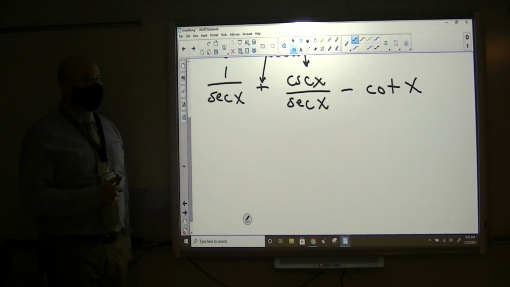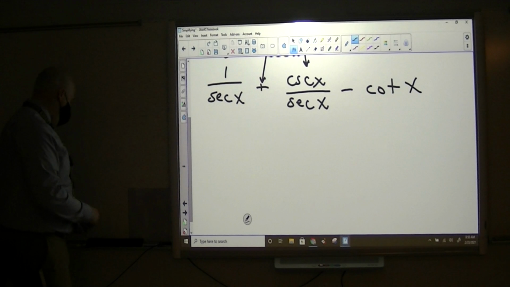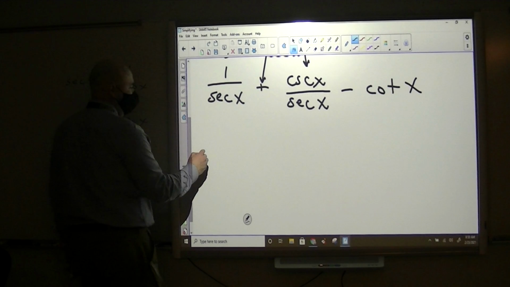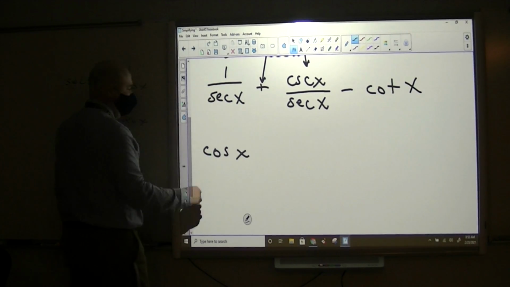Like, what is 1 over secant? Well, we know that secant is 1 over cosine. And if we do the switcheroo here, which we can, cosine is 1 over secant. We've talked about the switcheroo before. Take that out of the denominator, put that in. We've done the switcheroo. So 1 over secant is equal to cosine. That's convenient.